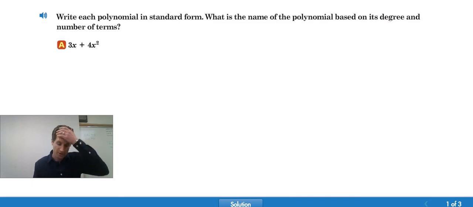All right, so here's our third example. These examples kind of have different parts to them. Write each polynomial in standard form. What is the name of the polynomial based on its degree and the number of terms? Okay, so that's where we're going to use that little chart to help us out.